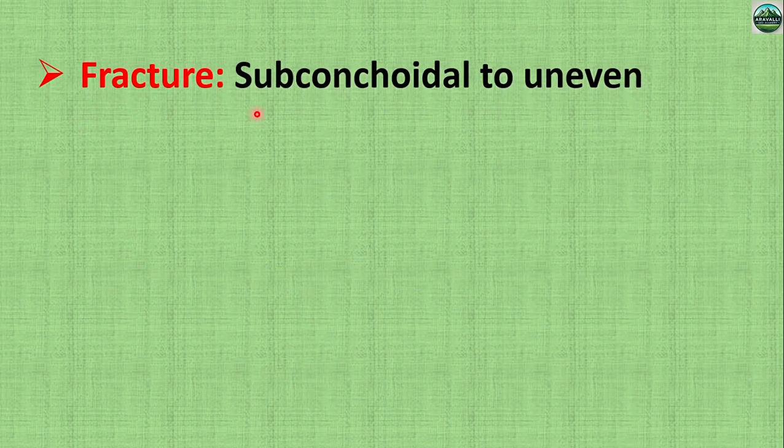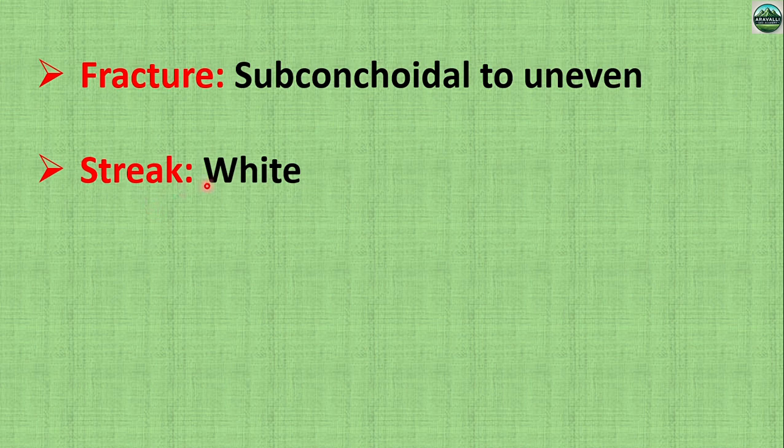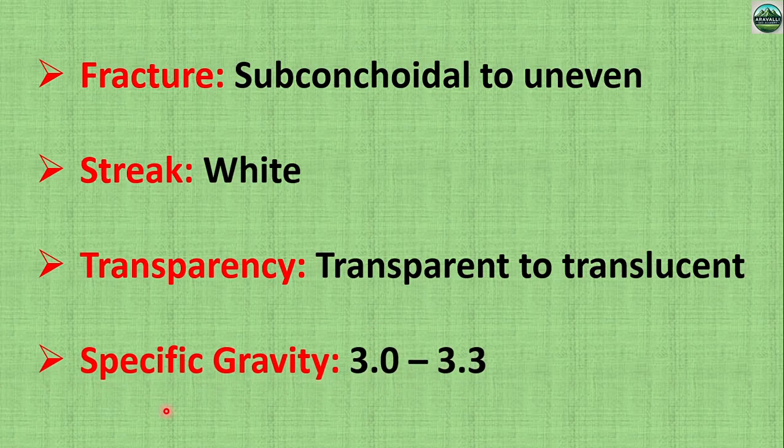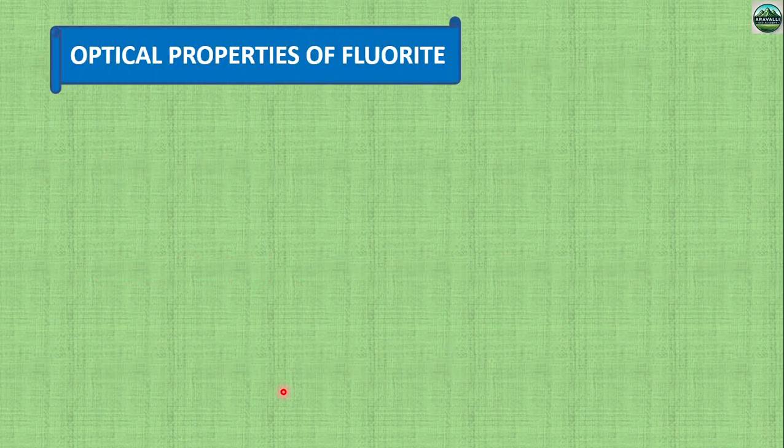Next, the fracture of fluorite is subconchoidal to uneven, and the streak of fluorite is white, and the transparency of fluorite is transparent to translucent. Specific gravity of fluorite is 3.0 to 3.3. Okay, but not important.